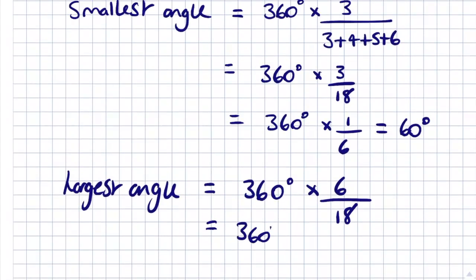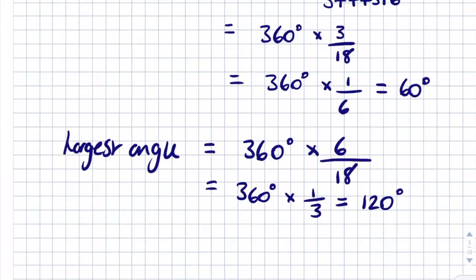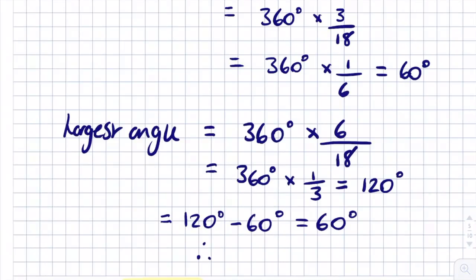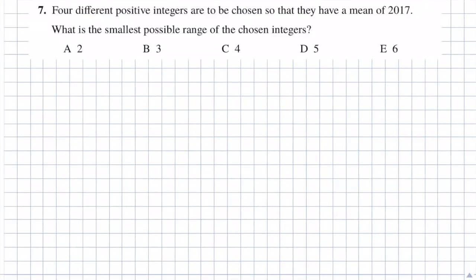Well, 6 over 18 is the same as a third. And a third of 360 is 120. And now what we've got to do is subtract the smallest angle away from the largest angle. So we're doing 120 subtract 60, which is 60. And we've got an answer of 60, which is D. So therefore, final answer equals D.